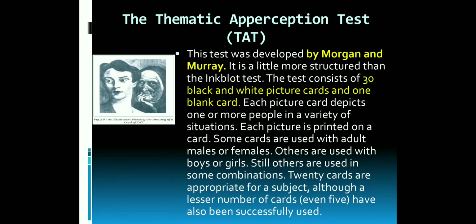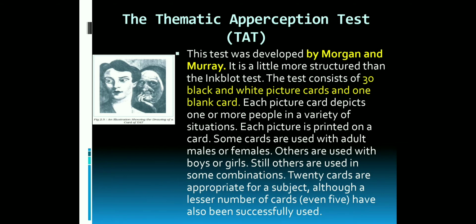Now we are coming to TAT. Let us understand it a little bit more broadly. It was constructed by Morgan and Murray. Now it is a little more structured than the inkblot test. The inkblot test did not have any regular feature in the pictures, but in this TAT test, there are 30 black and white picture cards and 1 blank card.